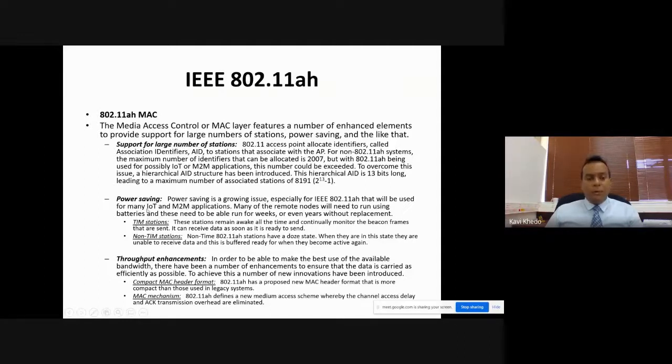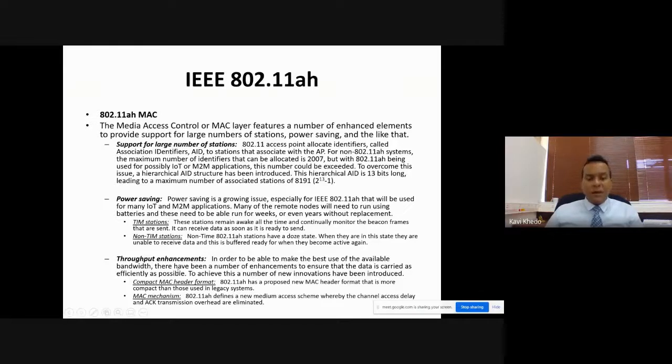Now for power saving, it's a growing issue, especially in ah, which is used for many IoT devices. Many remote devices need to run for weeks or even years. So these stations, we call them TIM stations, do not remain awake all the time, but only monitor the beacon frames that are sent. Okay, here it's a mechanism to save energy.